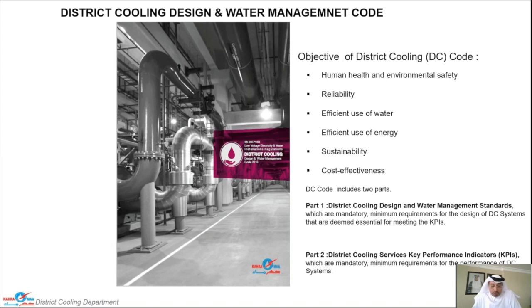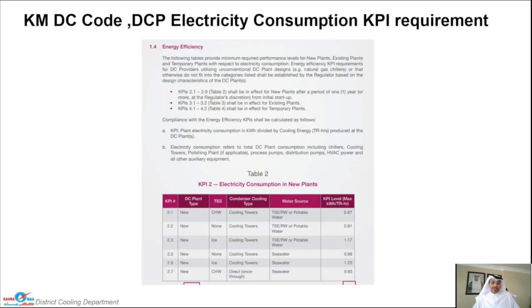Kahramaa published a district cooling code in 2016 in order to regulate the technical aspects of district cooling. It contains two parts, standards and KPIs, and we follow it with all the plants in Qatar. This is just an example of one KPI, which is energy efficiency, central plant efficiency, defined here as less than 1 kilowatt per ton, and that depends, of course, on the environment, the source of water, and other factors. There are other KPIs on the Kahramaa website.